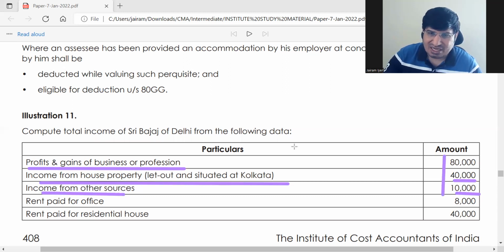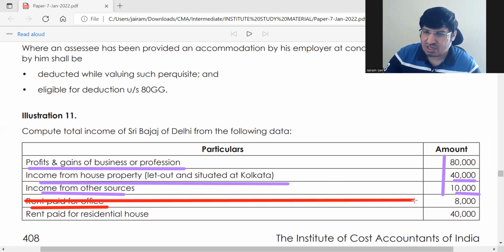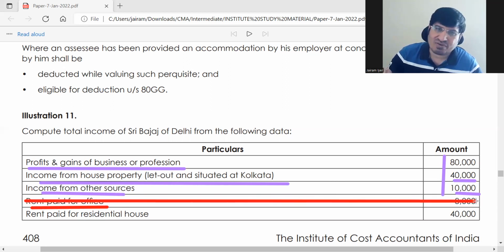Then next they have given rent paid for office. This deduction is not for office rent, it is for residential rent, so we don't need that. Cut it off. Rent paid for residential houses is 40,000. Now we have to see how much deduction he'll get for this 40,000.